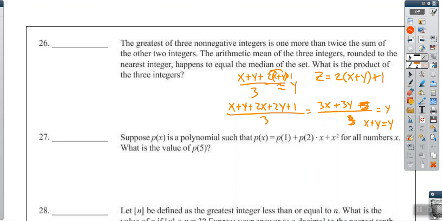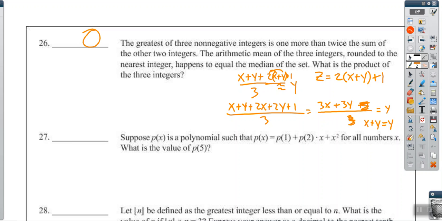Well, that means x has to be 0. And remember, I'm trying to multiply x times y times z. I don't have to know what y and z are because x is 0. If I multiply 0 times anything else, I just get 0.